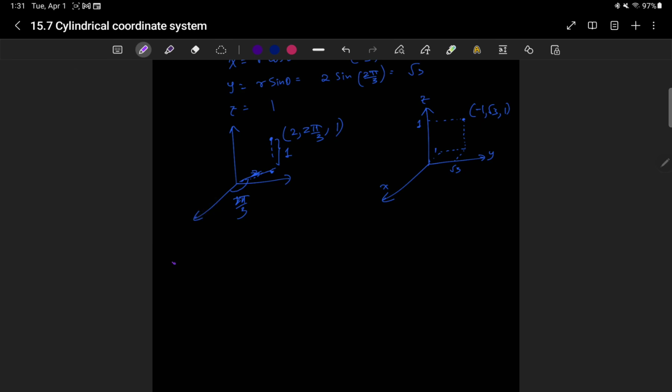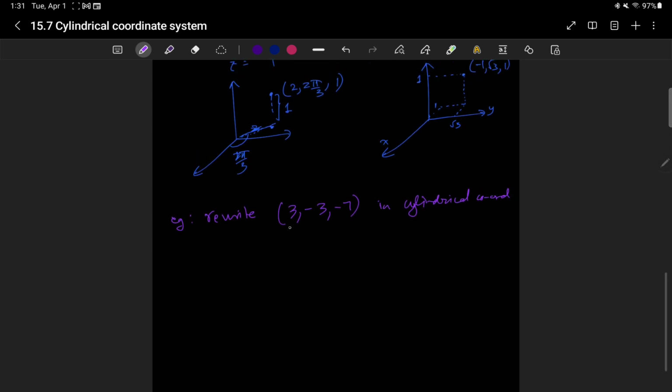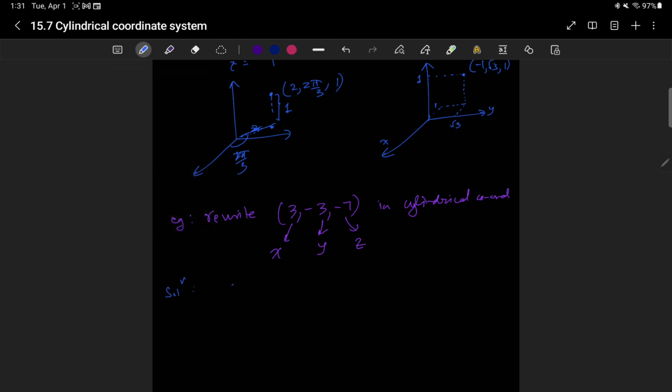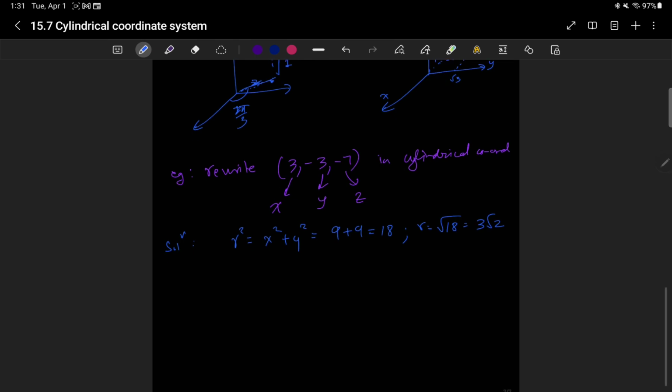Similarly, you can be asked to rewrite (3, -3, -7) in cylindrical. So now you have x, you have y, you have z. I will use the relation r squared is x squared plus y squared to get 9 plus 9, 18, and r as 3√2, which is the square root of 18.